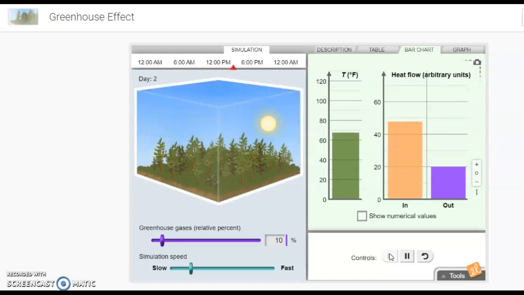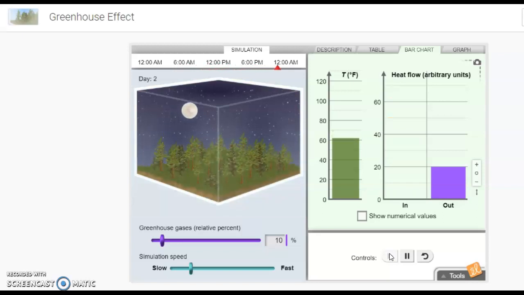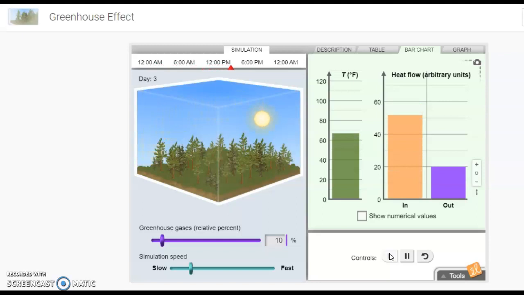But I hope this gives you an idea of what role greenhouse gases play in our environment and how they regulate the temperature of the Earth. I hope that helps.